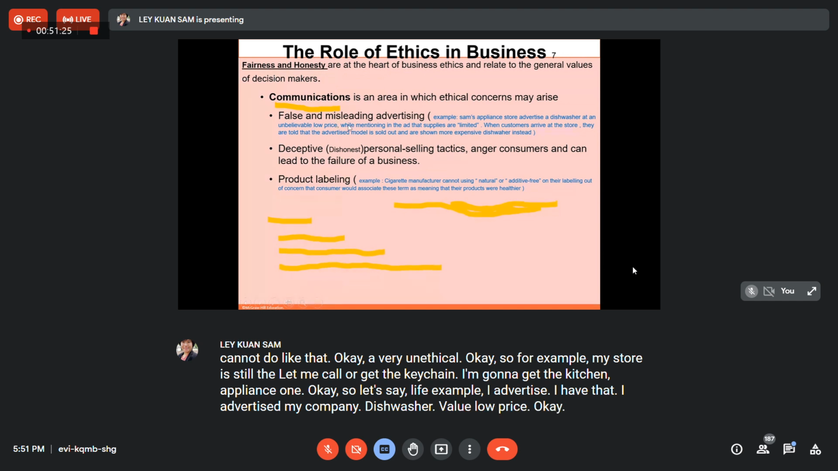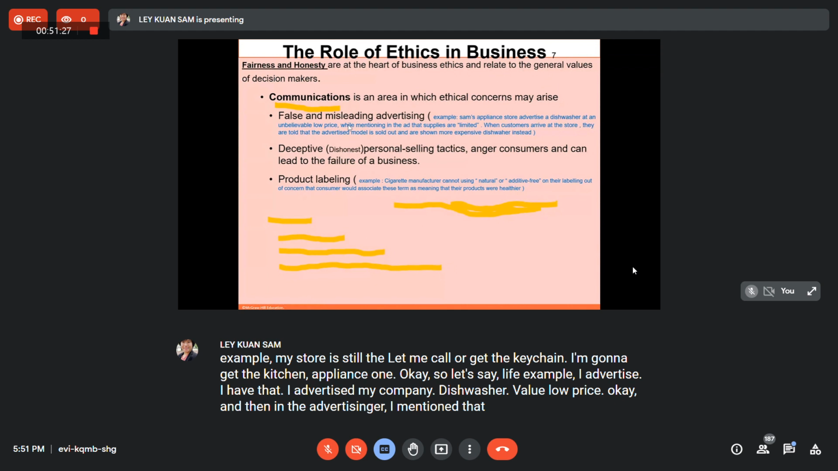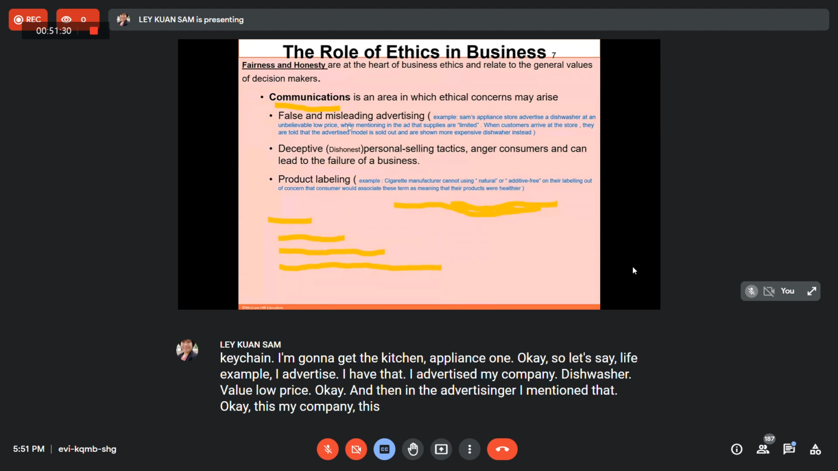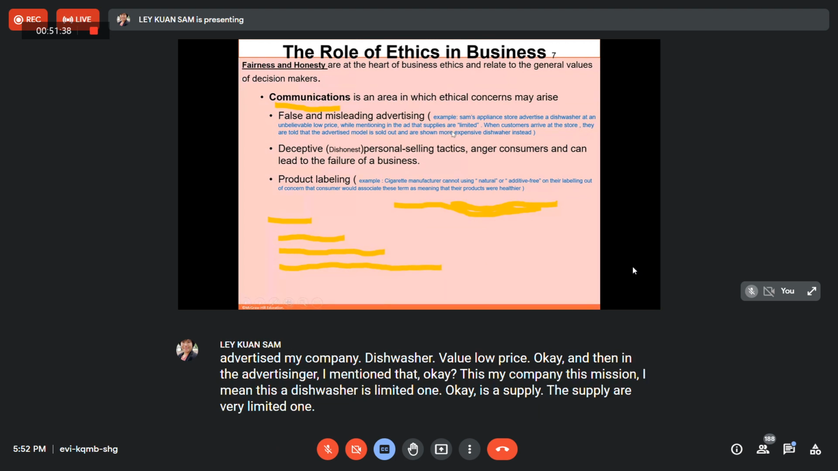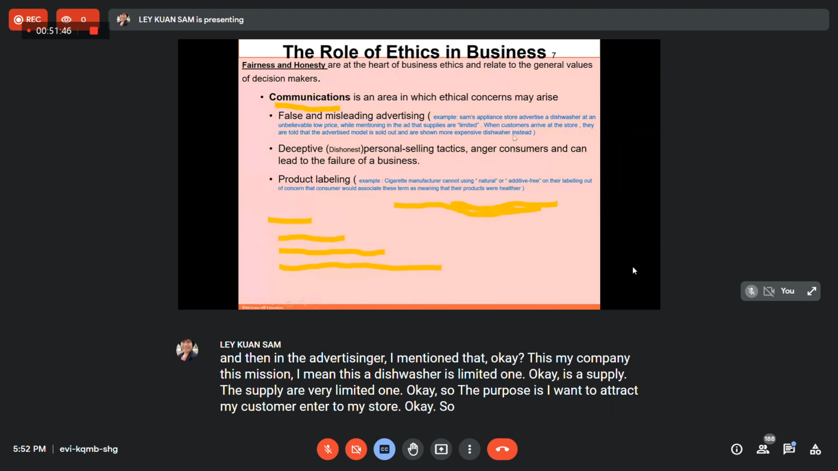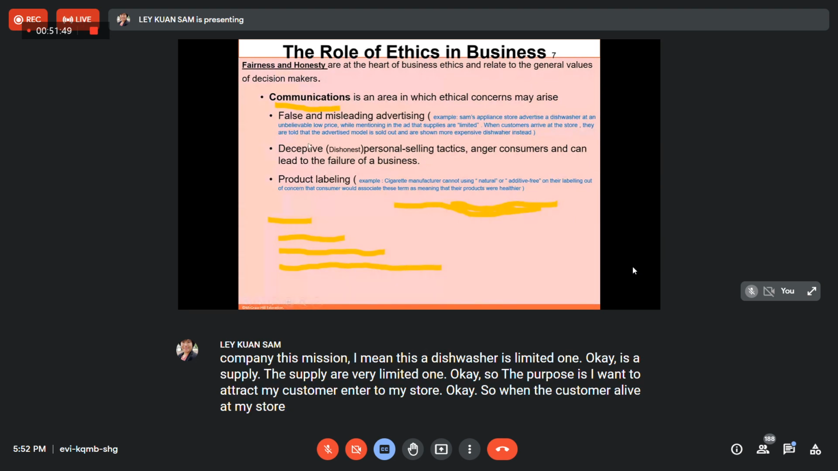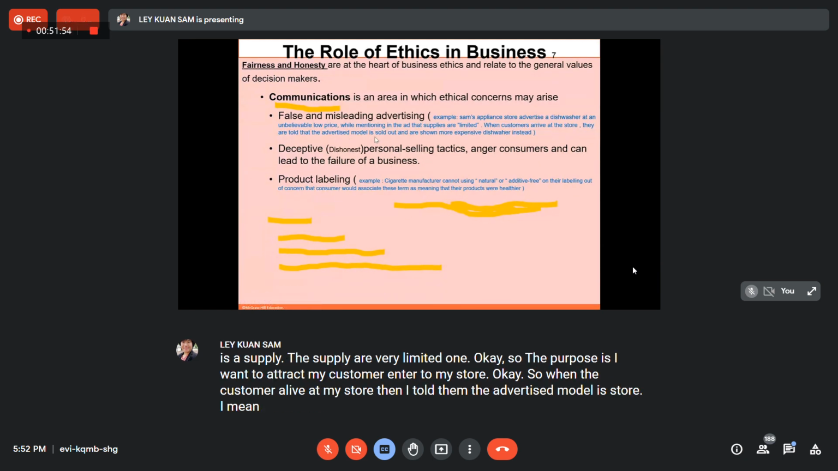Okay, and then in the advertising, I mentioned that my company's dishwasher supply is very limited. The purpose is that I want to attract my customers to enter my store. So when the customer arrives at my store, I tell them the advertised model is sold out, and I show them a more expensive dishwasher. So this is considered misleading.